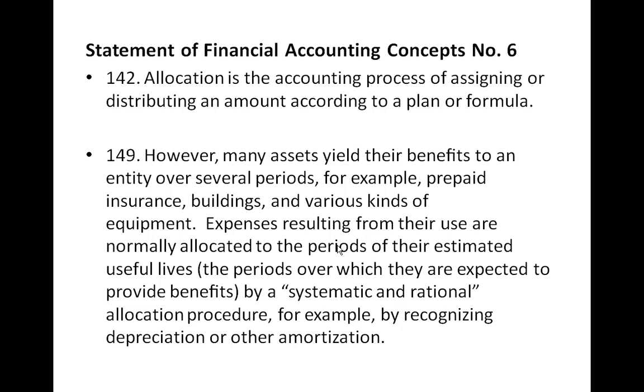Let's look at amortization, which is very similar to depreciation. You're doing a systematic and rational allocation. In this case, you're doing it of a premium or discount on a bond. And the authoritative source for this is Financial Accounting Concepts number 6. I've copied this, paragraphs 142 and 149, from the FASB website.